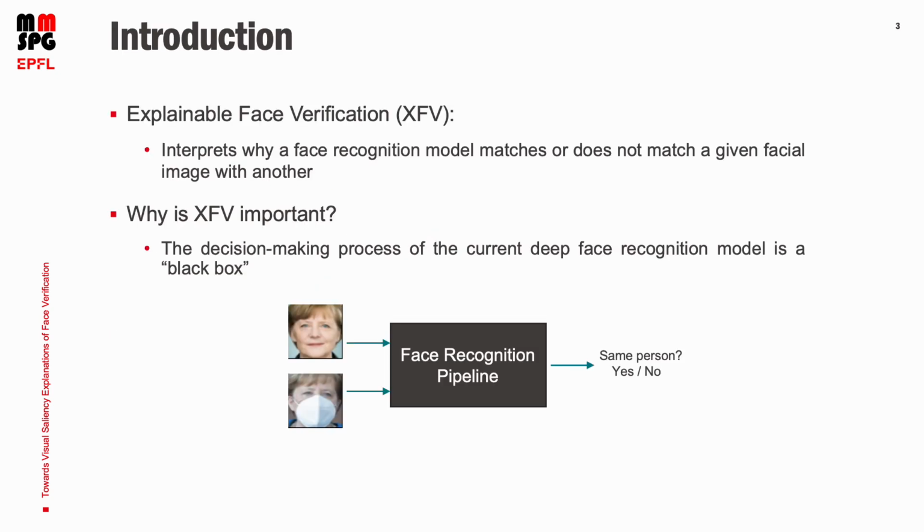Our work focuses on the problem of explainable face verification. Basically, it aims to interpret why a face recognition model decides to match or not match a given facial image with another. It is a very important topic because face recognition technology has become one of the most widely used computer vision applications. During real-world usage, the user should at least be able to understand why the face recognition model accepts or rejects the input face images. However, the decision-making process of the current deep face recognition model is still a black box, and the field of explainable face recognition is still underexplored.